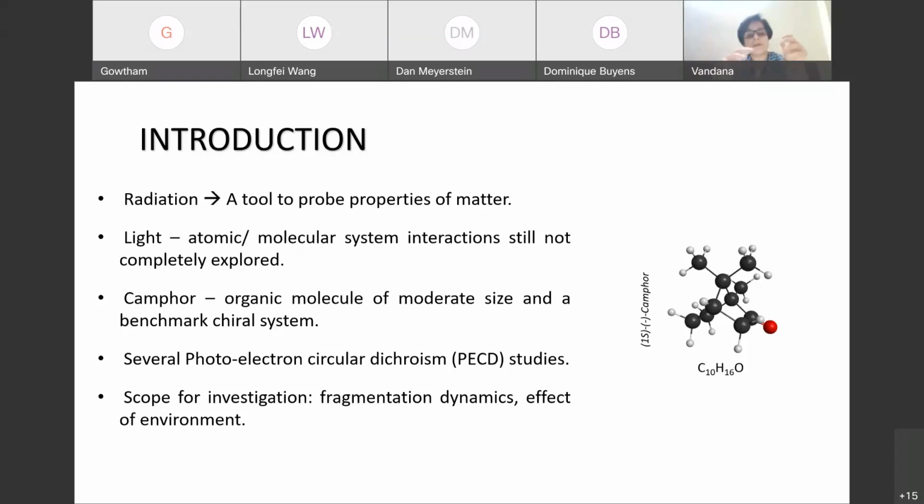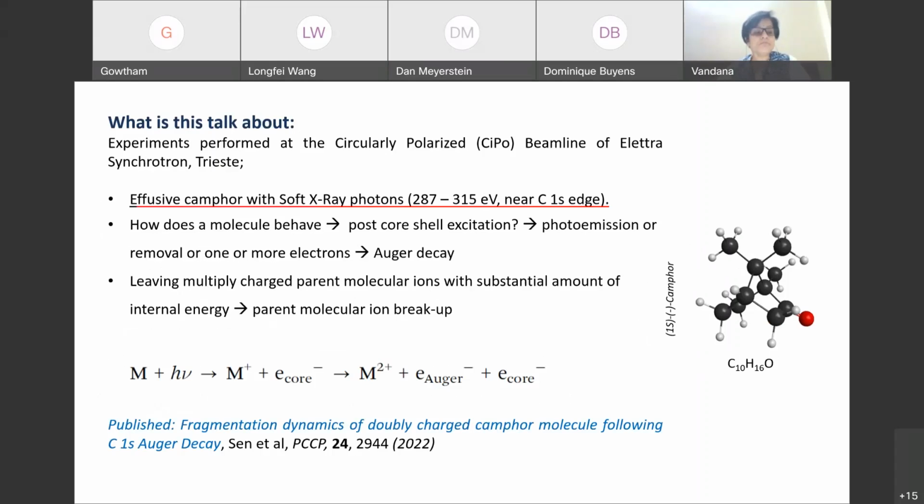People have done photoelectron circular dichroism studies on this one. People are also trying to look into the ion distribution and study the electron circular dichroism. But what we wanted to do is study the fragmentation dynamics, and we also wanted to add some environment to it and see whether the fragmentation pattern changes or not. We will not look into that part, but we will look into the fragmentation dynamics of this camphor molecular ion.